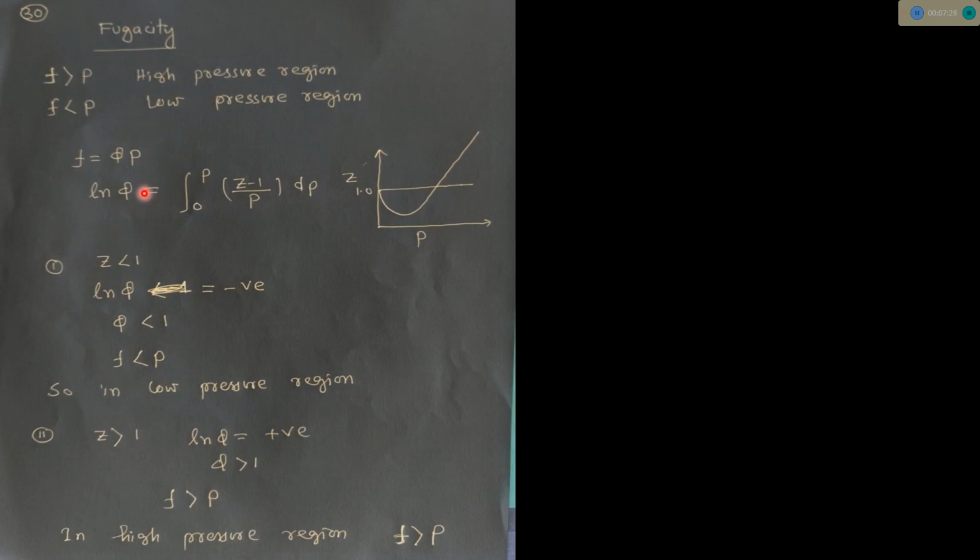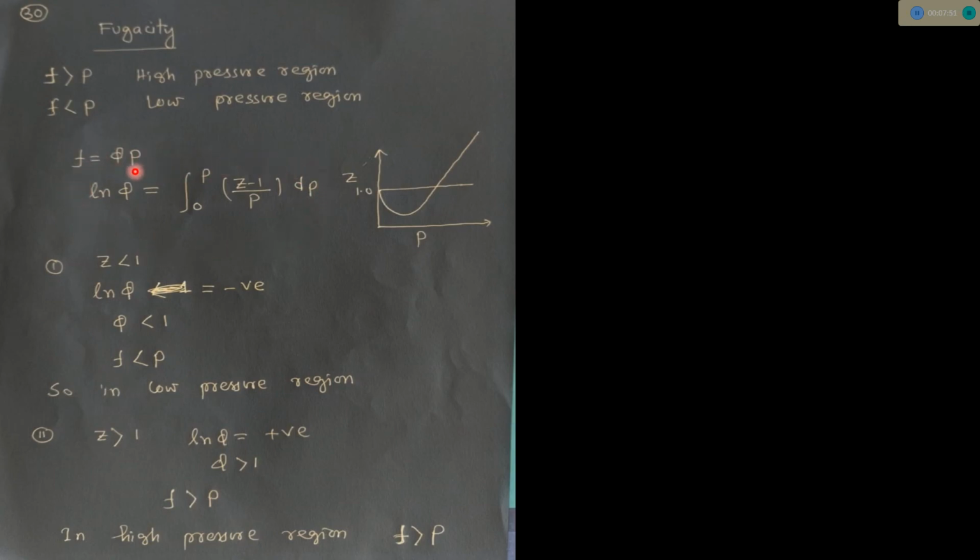The statements were like that. We know that F equals phi into P, where F is fugacity, phi is the fugacity coefficient, and P is pressure. This is the definition.